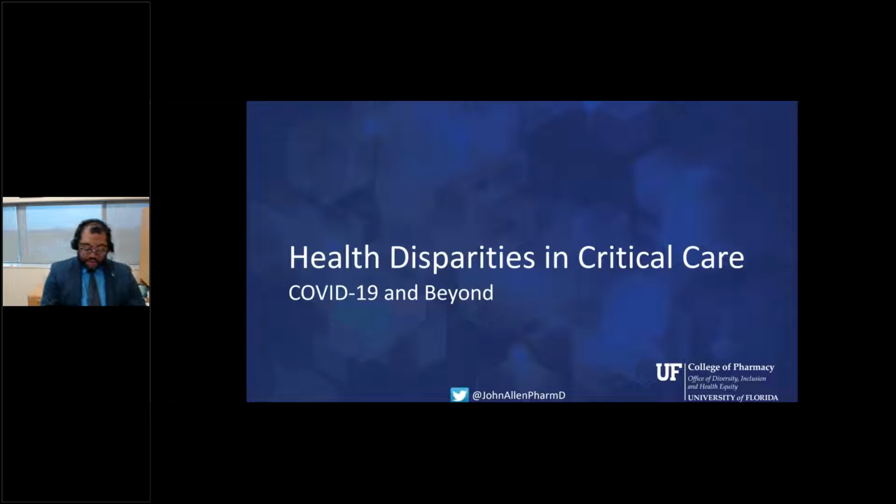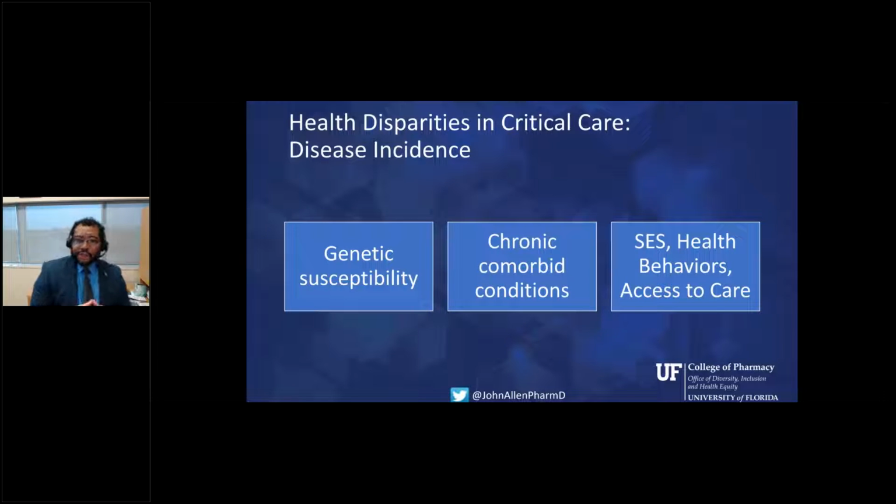So let's shift gears a little bit and talk about health disparities in critical care. We'll use COVID-19 as the initial framework, but then we'll also talk about health disparities in disease states beyond COVID-19. And so first, let's talk about disease incidence. We talked about those different buckets of care where disparities exist, and the first is disease incidence. There are a number of different things that can impact disease incidence.